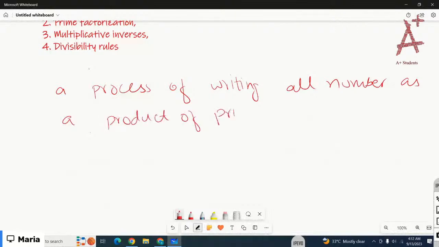That means you have to write the numbers in the product form and they all must be prime, right? Let's just start with an example.